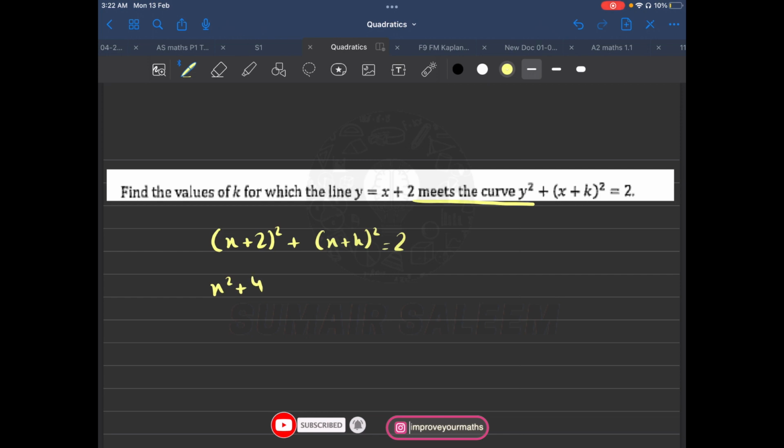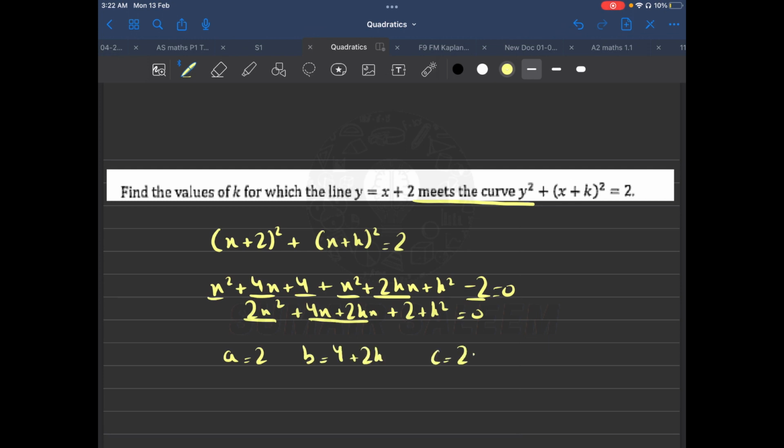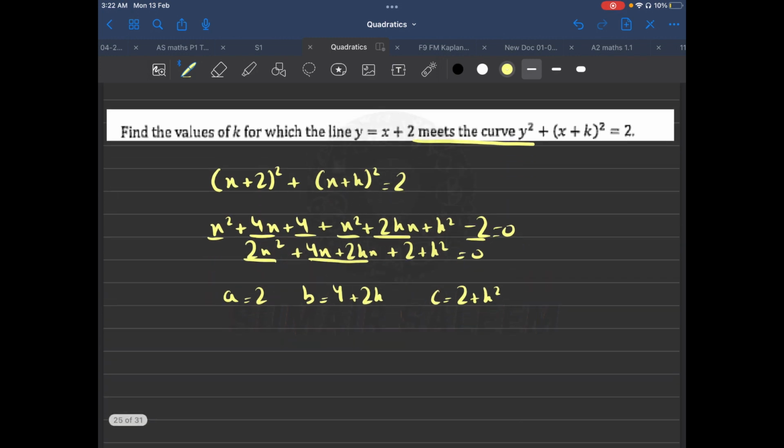x squared plus 4x plus 4 plus x squared plus 2kx plus k squared minus 2. So x squared plus x squared becomes what? 2x squared. 4x plus 2kx is written like this. Then 4 minus 2 is 2 plus k squared. Now what's written with x squared? 2. What's written with x? 4 plus 2k. And what's written without x? 2 plus k squared. Now it's b squared minus 4ac greater than or equal to 0.